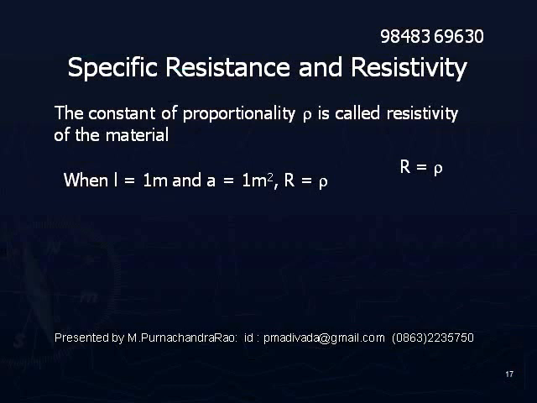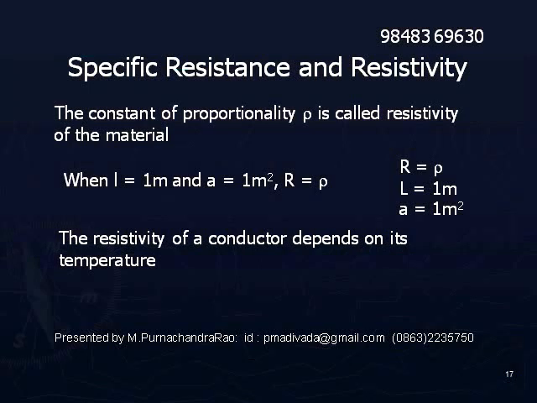When length is equal to 1 meter and area of cross section is equal to 1 square meter, then R is equal to rho. Using this relation, we can define specific resistance: the resistivity of the material of a conductor is equal to its resistance for a conductor of length 1 meter and area of cross section 1 square meter.